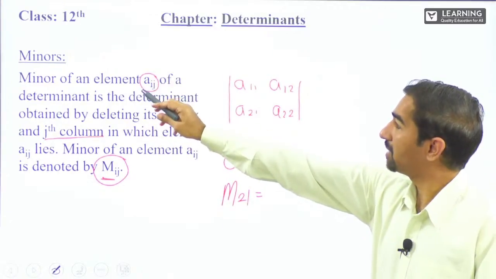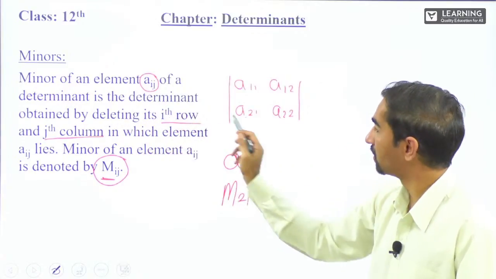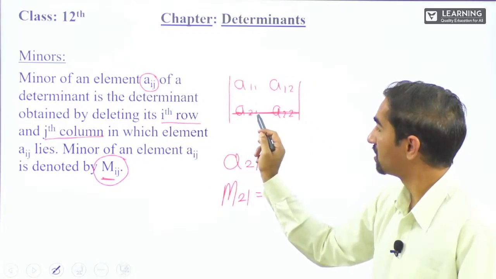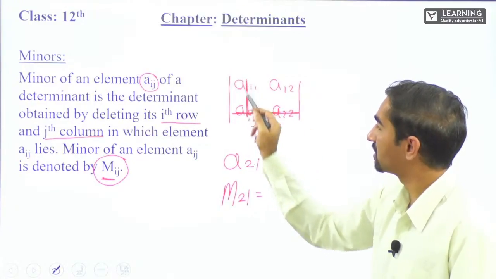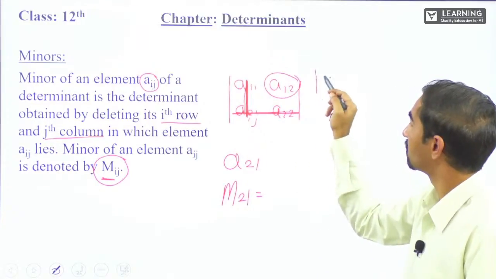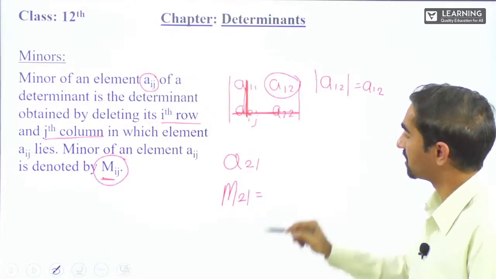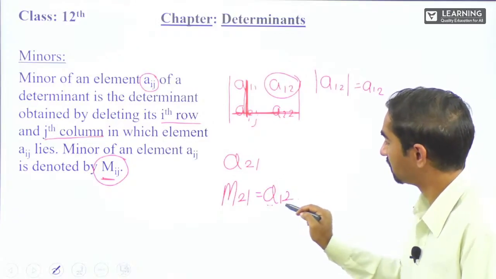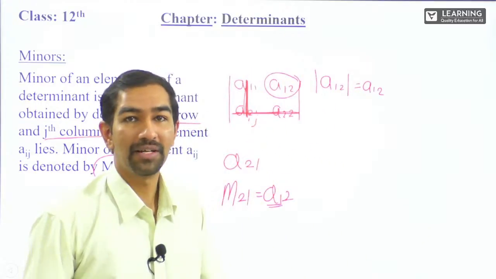Minor of the element Aij of the determinant is the determinant obtained by deleting its ith row, so the second row, delete that, and jth column. So this is i and this is j. The ith row and jth column are deleted, and whatever is remaining here, the determinant of this. So the determinant of A12 is nothing but A12 itself. So M21 is equal to A12. This is nothing but the minor, students. This minor we have seen for order 2.